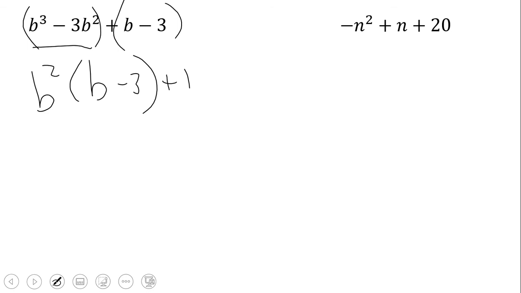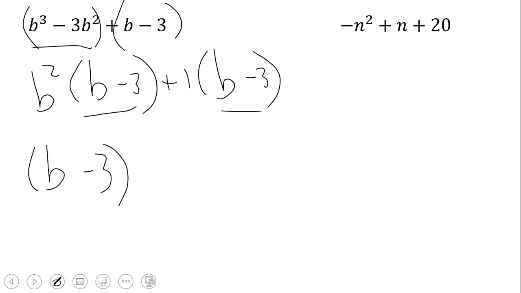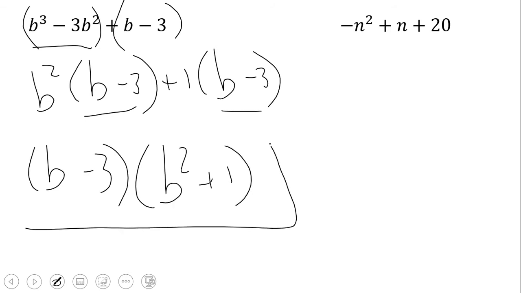You do always have to take out something. And that's going to leave you with a b minus 3. Notice we did get that repeat factor. That means we're on the right track. That means that's going to be the first part of my answer. And whatever I factored out as my GCF, that is going to be the second part of my answer.